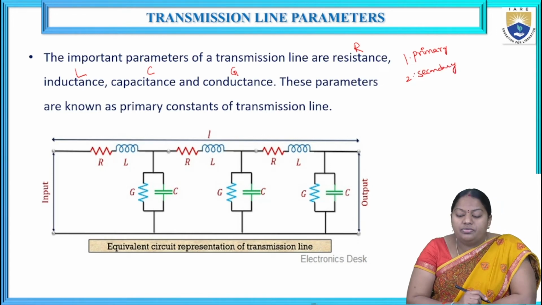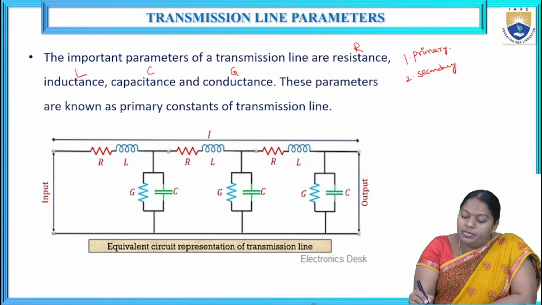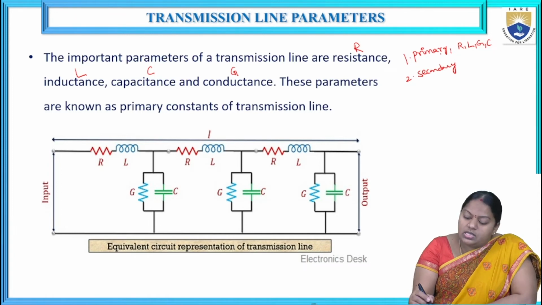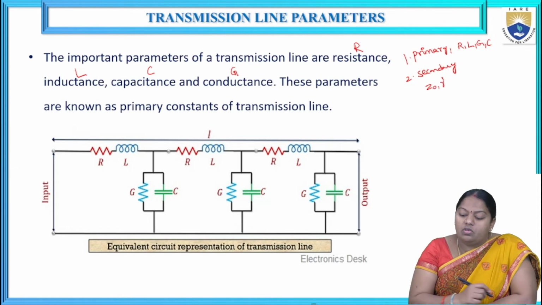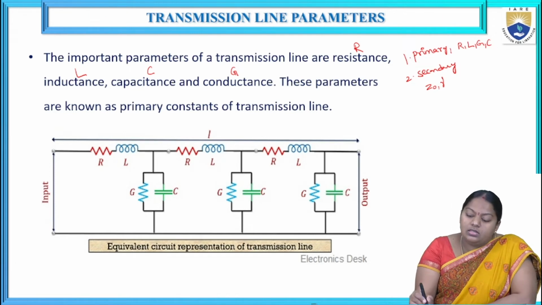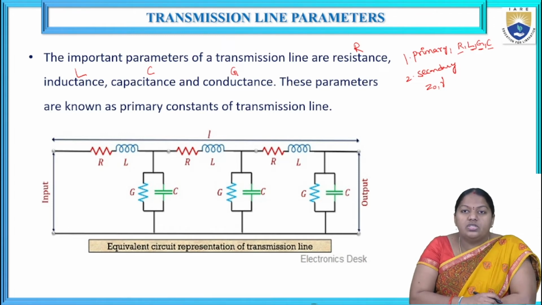So what are the different primary constants of a transmission line? Resistance R, inductance L, conductance G, and capacitance C are called primary constants or primary parameters of a transmission line. Secondary constants are characteristic impedance Z0 and propagation constant gamma. These are the two secondary constants of a transmission line. Generally this resistance R, inductance L, conductance G, and capacitance C are distributed throughout the length of the transmission line.